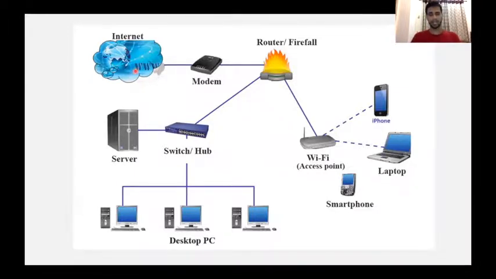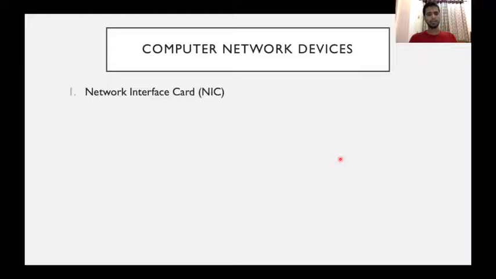Here we have the internet, then modems, and we have a router and firewall, a switch and hub, server, desktop PC, smartphone, then a Wi-Fi access point. So these are some devices we are using in the computer network, right?